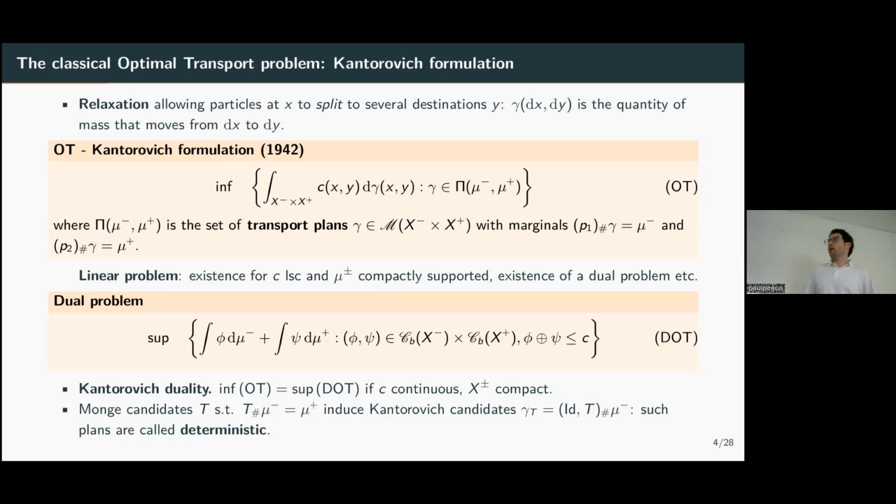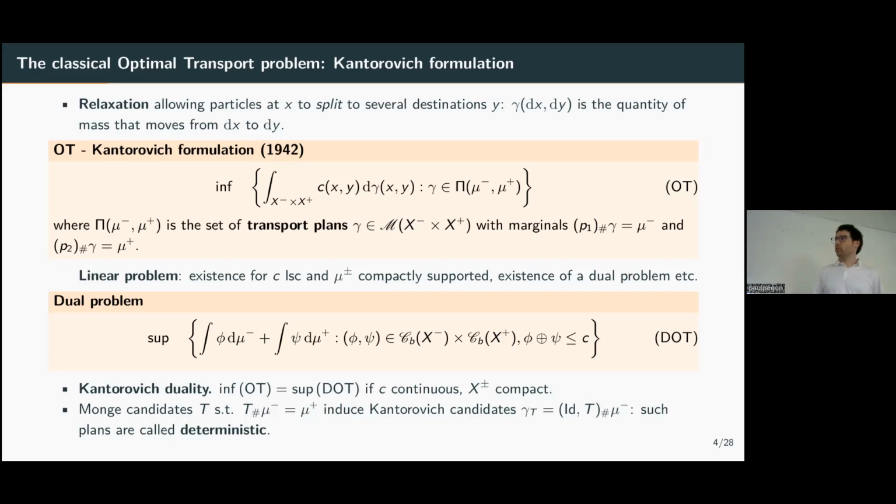Okay. And now this is very nice because you can see it's a linear problem. So this is a linear functional in gamma, you see. And this constraint is a linear constraint. In particular, it's a convex constraint, which really falls in the category of linear programming problems. But here also infinite dimension. Okay. But anyway, with this you can get existence almost for free under very general hypotheses. For example, when C is lower semicontinuous, and the measures have compact support. You also have existence for a dual problem, like a convex optimization problem, okay, and many interesting properties.